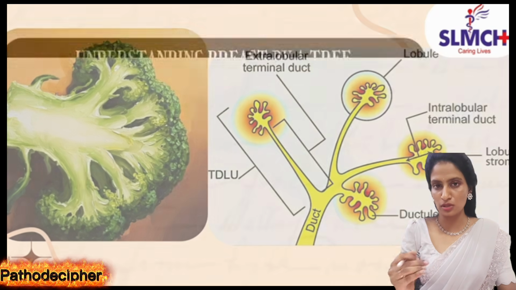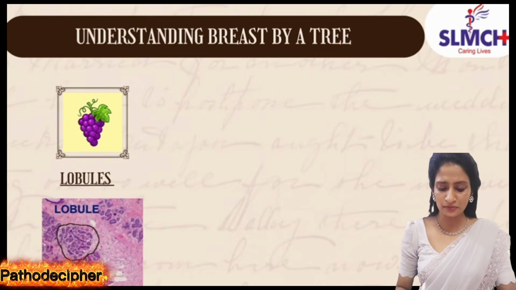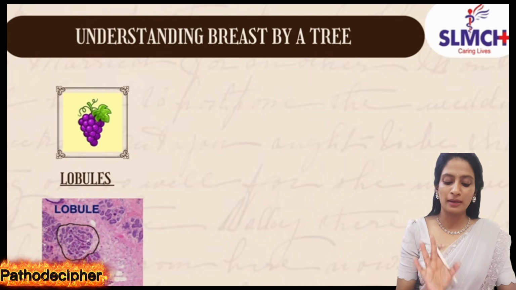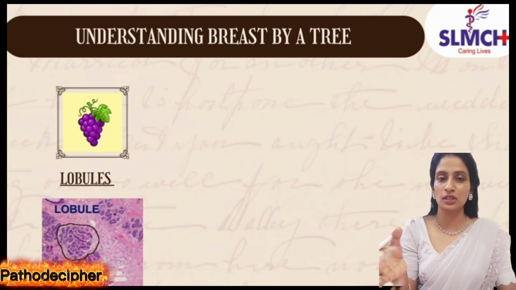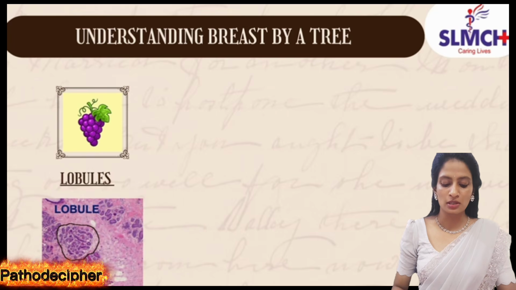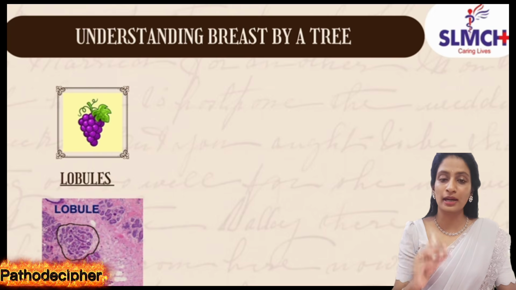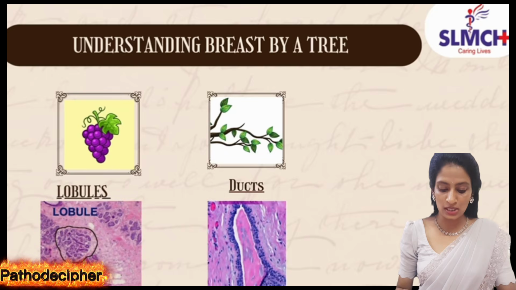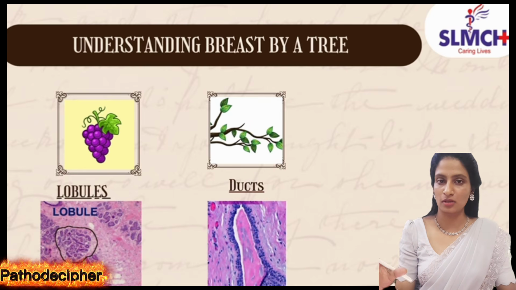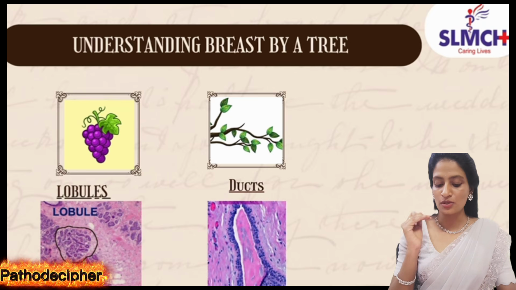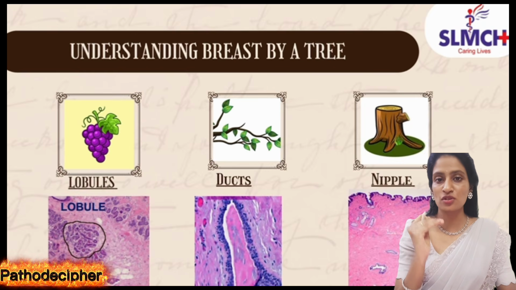We will get the idea once you understand this picture. Here I'm going to compare the breast with a tree. The first one is a cluster of grapes, which I'm comparing with the lobules. All the lobules will have acini and ducts arranged in a kind of cluster of grapes. The next one, the ducts, are compared with the branches of the tree. In the histology image you can see a duct, and inside it there is a secretion.